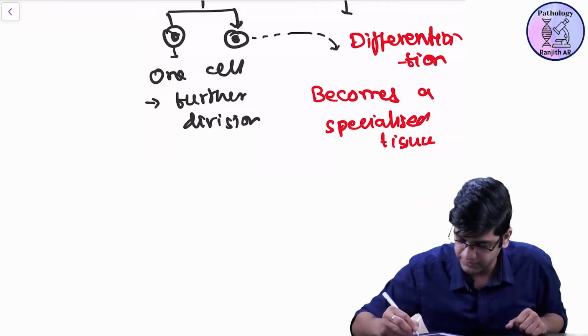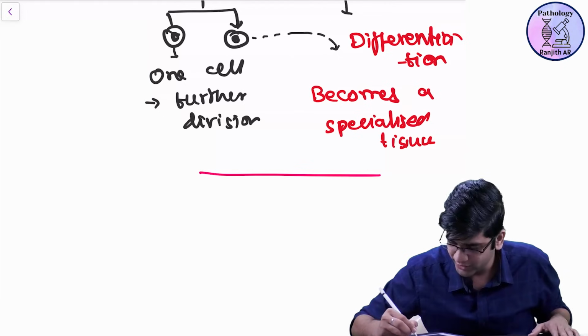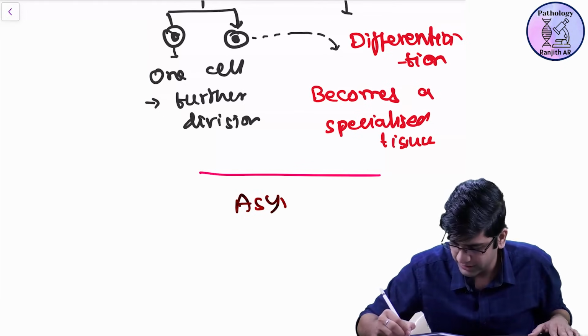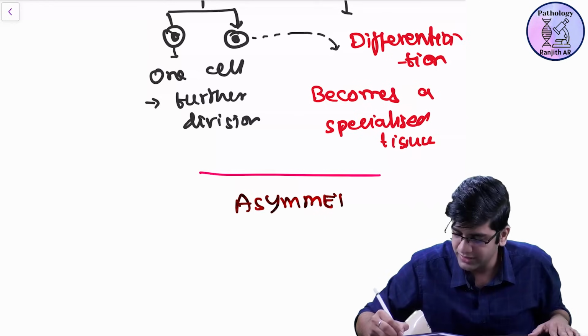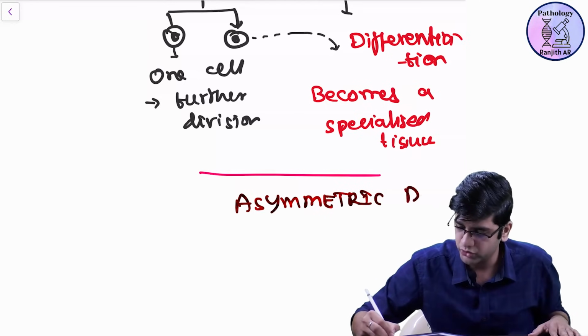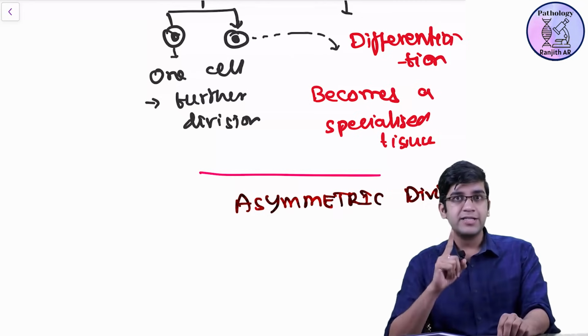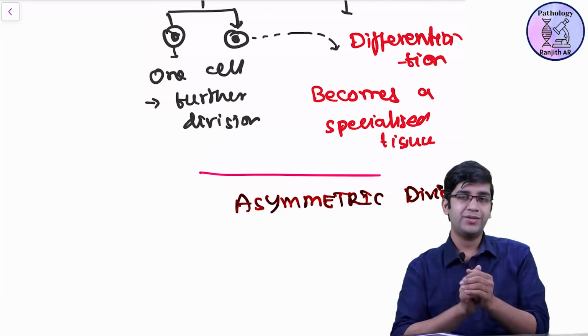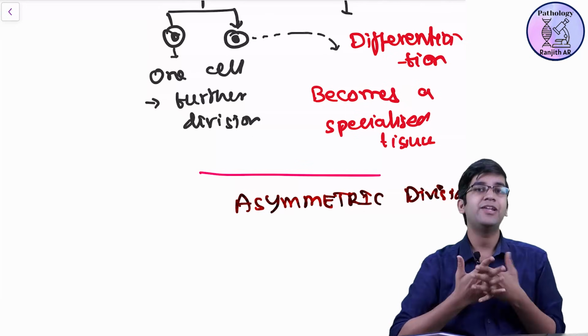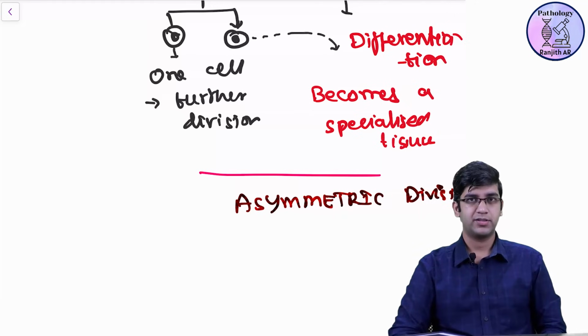This property of the stem cell, I'm going to call it, you guys know it, you're going to name it, asymmetric division. It's not symmetric, right? Because one retains a property, the other goes to a specialized tissue. It's an asymmetric division. So stem cells have a property of both symmetric division as well as asymmetric division. We need to know this. This is the basic property of stem cells.